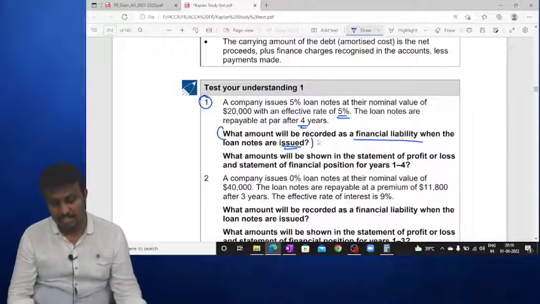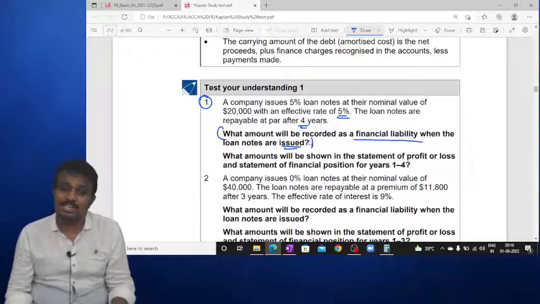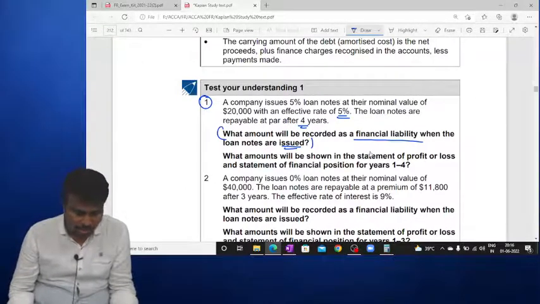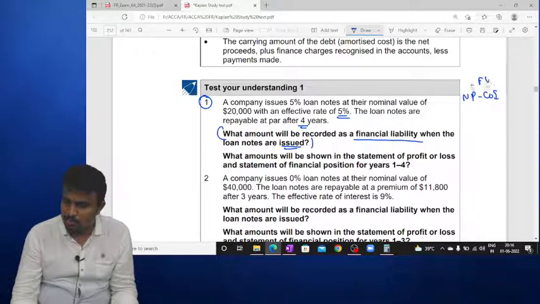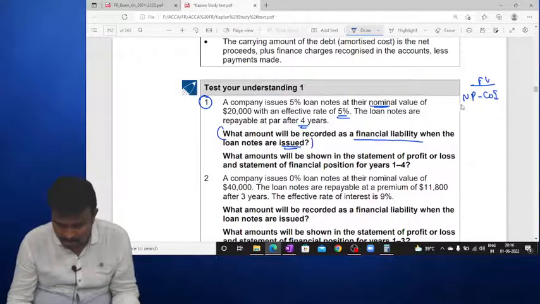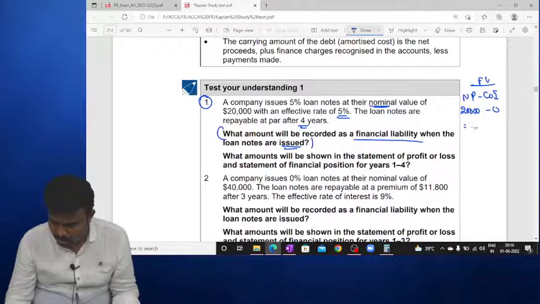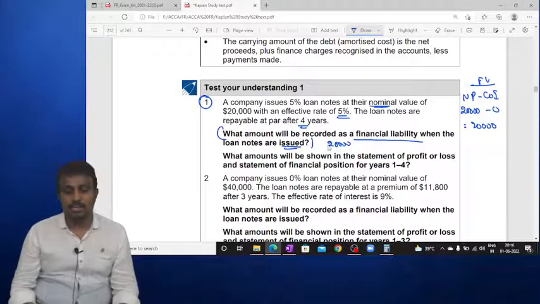So when the loan notes are issued, the first point is about initial recognition. He's asking at what price we have to recognize initially at the time of issuing the loan notes. Loan notes are generally recorded at net proceeds minus cost of issue, nothing but fair value. Here the loan notes are issued at nominal value, which is 20,000. There is no cost of issue, so we record the loan note at 20,000.